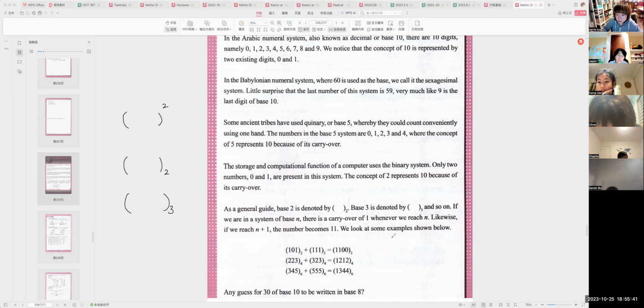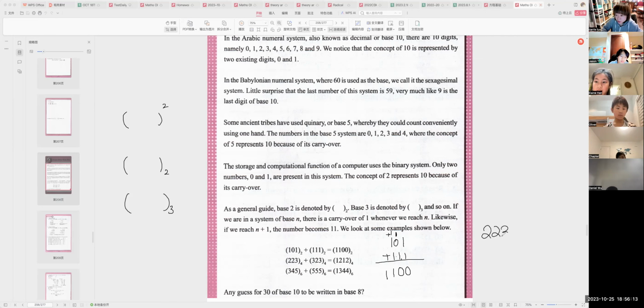Let's take a look at this one: 101 plus 111, both in base 2. So 1 plus 1 equals what? It should be 2, right? But now it equals 10. So carry over 1. And 1 plus 1 again equals 10, so 0 and carry over 1. So you have 1, 2, 3 ones, right? So it equals 11. That's why the answer is 1100. I know it's very hard to understand, right? Okay, let's take a look at the next one.